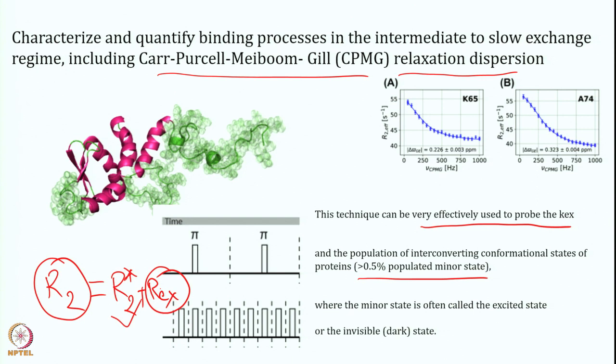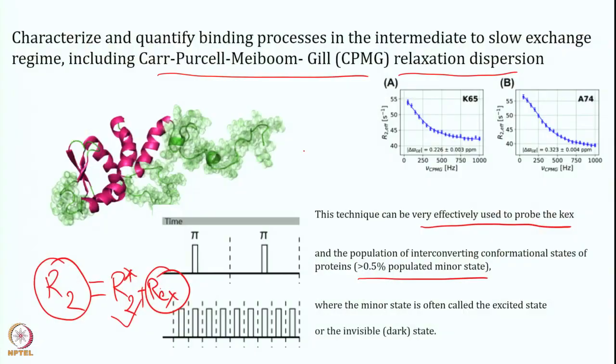Often this minor populated state is called an excited state, or many people call it a dark or invisible state, because you can imagine 99%, 98% is populated by the ground state, and some states are very low populated, 0.5, 1%, 2%. That is a dark state, because the signal will be dominated by the ground state 98% fraction. But still NMR enables you to detect this 1% or 2% excited state, which is an invisible state. So how can we do that?